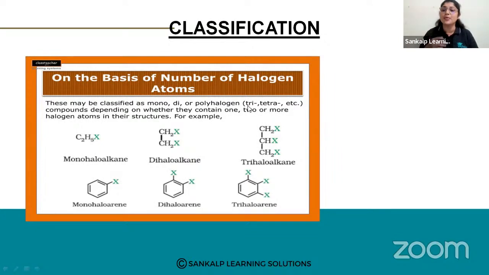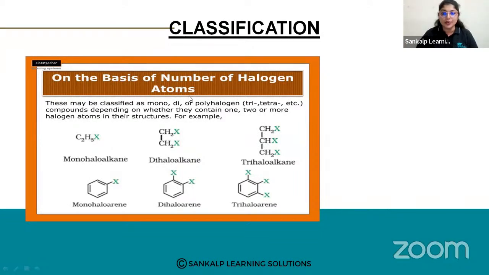So based upon the number of halogen atoms, if there is one halogen atom in the compound, then it is called mono. If there are two, it is said to be di. If there are three, they are tri. If there are four halogen atoms, then they are called tetra. So more than three are called polyhalogen compounds. Whenever you have more than three halogen atoms, such compounds are called polyhalogen compounds.